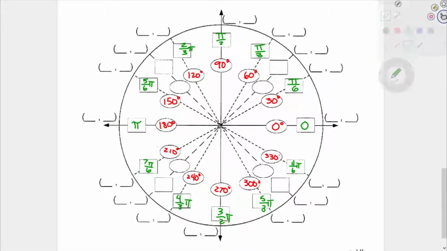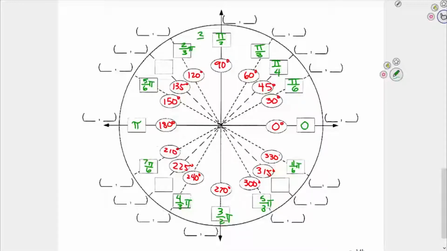Let's go back through and look at the other ones, these 45 degrees. If I count by 45 degrees: 90, 135, 180, 225, 270, 315, and then 360. So count by 45s. I can also notice that 45 is 1/4 of pi, so this is pi fourths, and I can count by pi fourths.